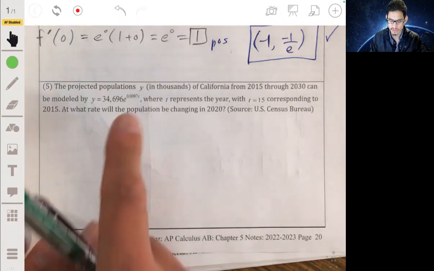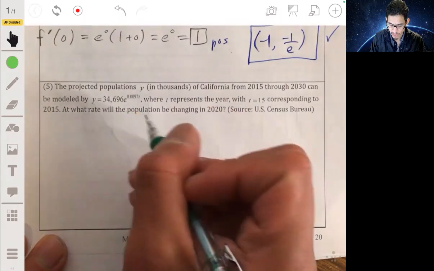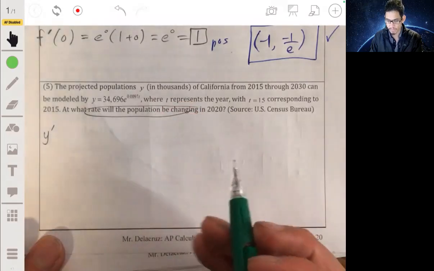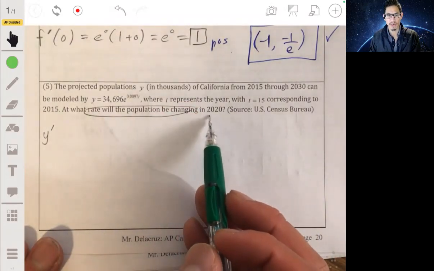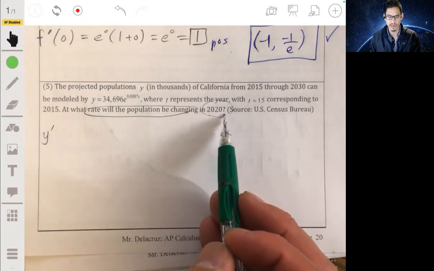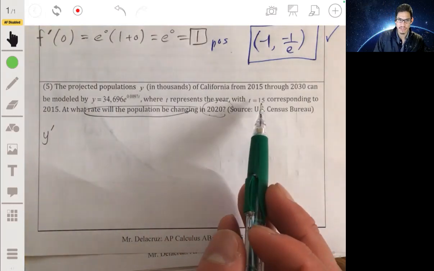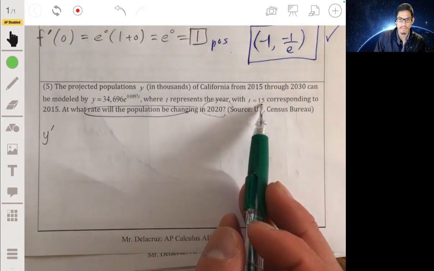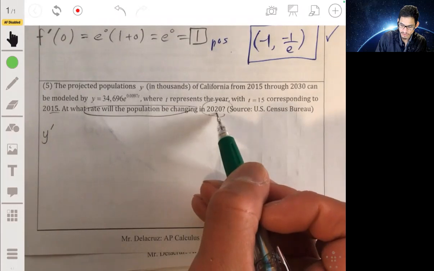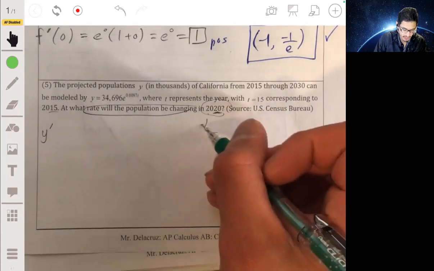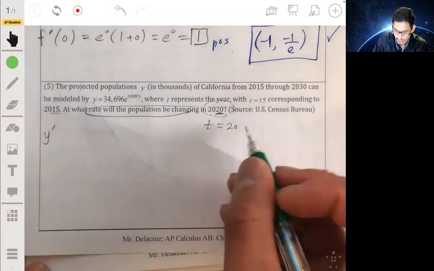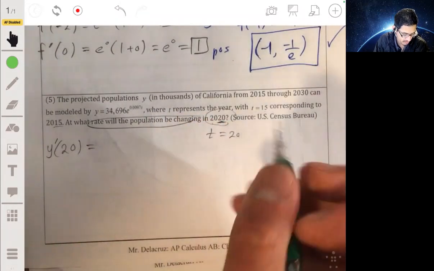Okay, so remember, this gives you the population. So if we're trying to figure out the rate of the population changing, you want to find y prime. And we have a specific year we want to figure it out at. We want to find y prime at 2020, the rate of change in the year 2020. Now, if t equals 15 corresponds to 2015, then 2020 will be t equals 20. So we want to find y prime of 20.